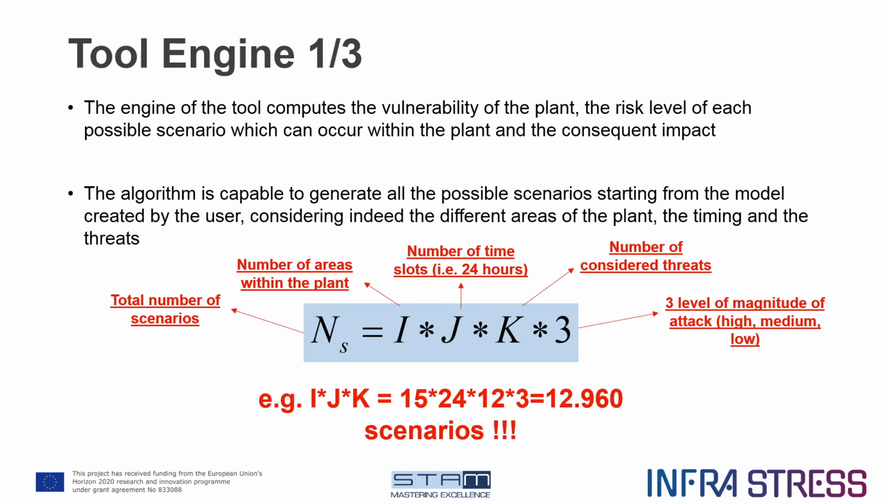In order to do this, first the algorithm generates all the possible scenarios which can occur in the plant, combining the areas, the considered time slots, the considered threats, and the magnitude of a potential attack. As an example, if we consider a plant composed by 15 areas, 24 time slots in a day, 12 possible threats, and 3 levels of magnitude, the number of scenarios generated by our algorithm is 12,960, which is a very huge number.